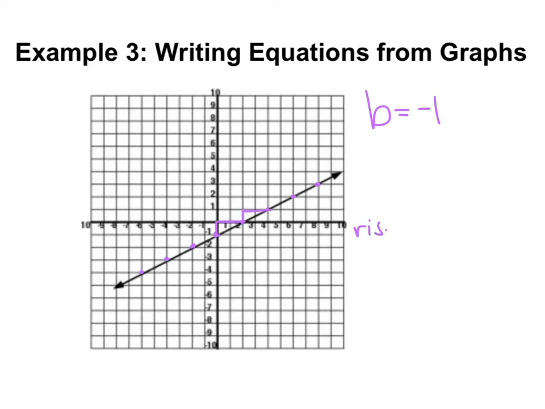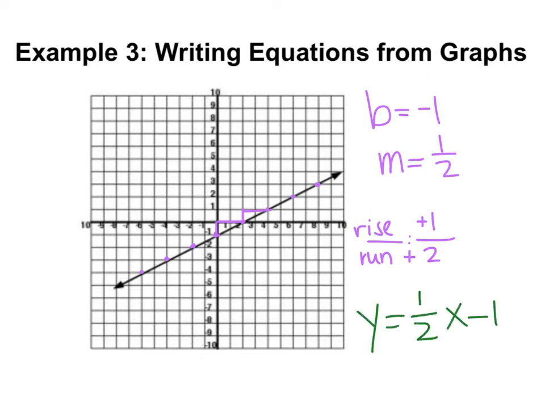So my rise over my run: my rise was going up 1, so that's a positive 1, and my run was going to the right 2, so that's all positive. So my slope is a positive 1/2, making my final answer y equals 1/2 x minus 1. And I know it's y equals mx plus b, but it turns into a subtraction because of the b value being negative. So please keep that in mind when you're plugging in your b value.